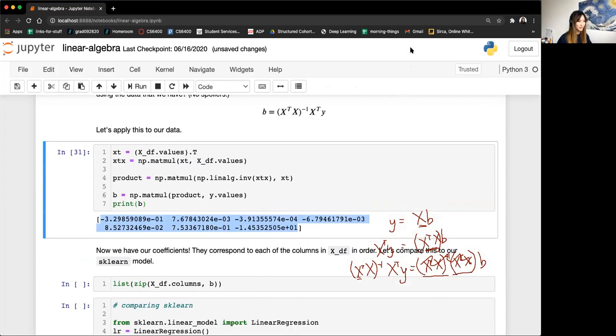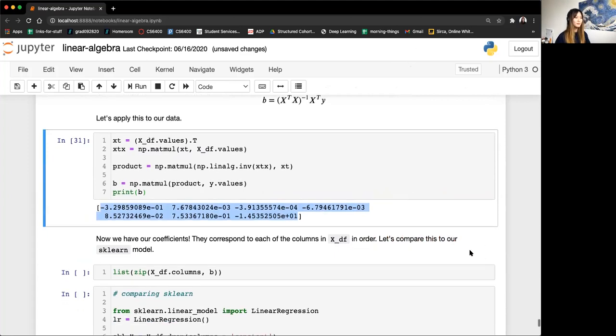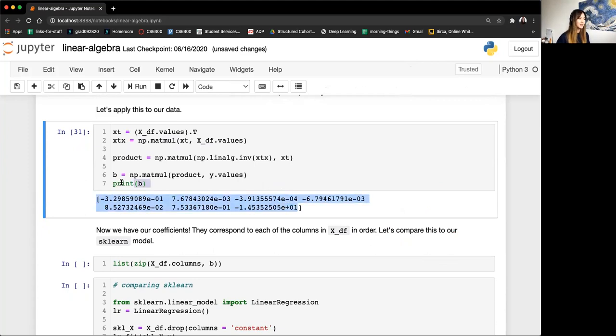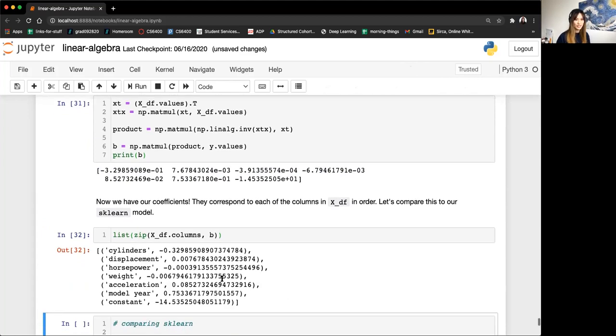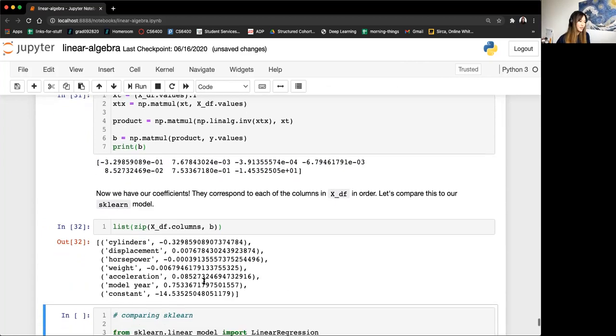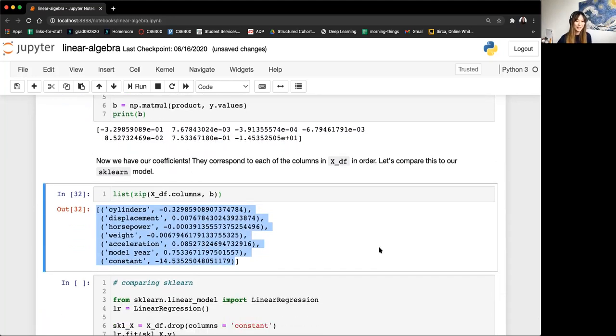Let me clear all this for now. So these B values, the way that this works is they correspond to each of the columns in your X data frame in that order. So let's zip together the columns and the coefficient values. So these are our values here. For now, we are not doing any model tuning. We're just going to see how it solves the equation.